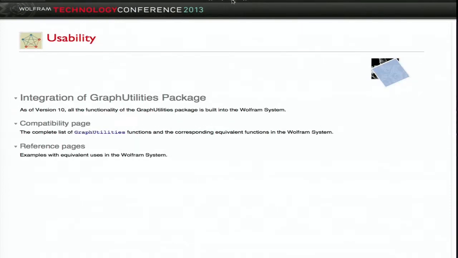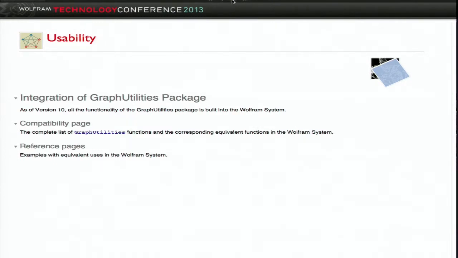So let's first talk about integration. As you know, before graph in the kernel, we had two essential packages which were doing graph theory: Combinatorica and GraphUtilities. Combinatorica is a big package. Besides graph, it has combinatoric functionality. So the long-term plan is to make all those packages obsolete and have all the functionality in the kernel. But that takes time.